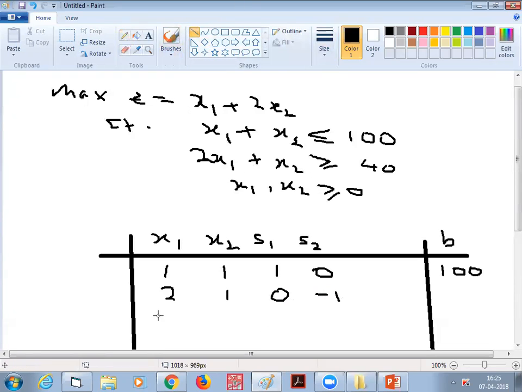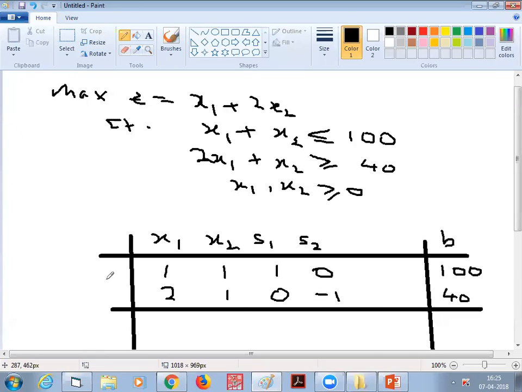So, first question. Do I have an identity matrix? No, because this is minus 1. So, can I write S1, S2 here? No, because if I write S2 here, this is saying that minus S2 equals 40. So S2 will be minus 40. But can variables take negative values? No. So this cannot be a basic variable.